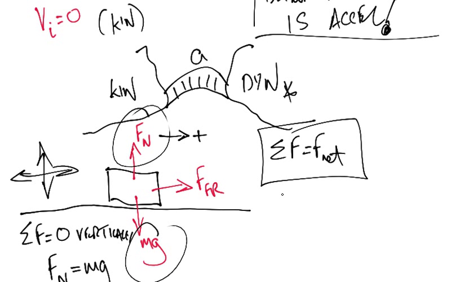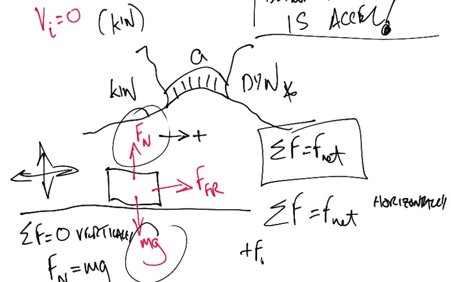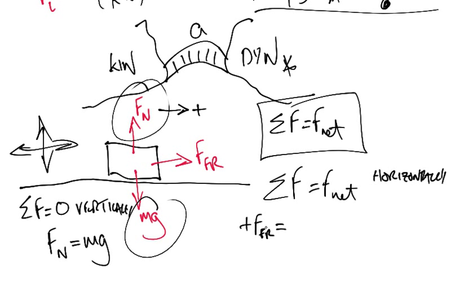Now, however, on the other hand, the sum of the forces does not equal 0 horizontally. What are they? Well, there's only one force horizontally, and it's FFR, and it's positive. So we'll say positive force of friction is equal to MA.